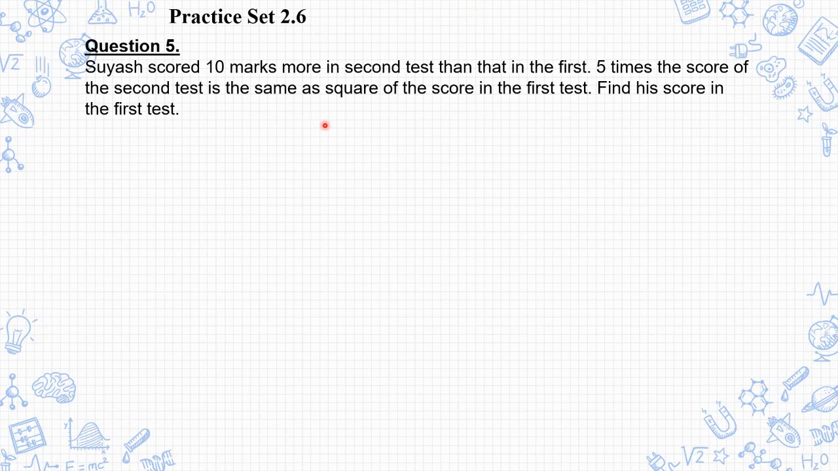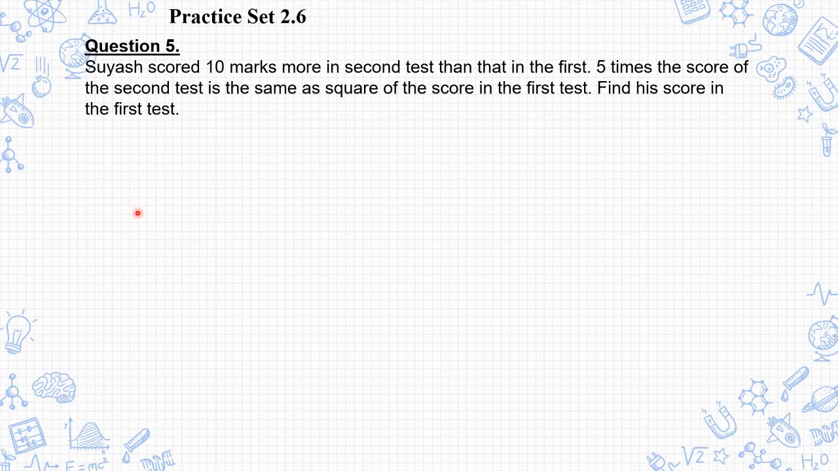Let us understand the question properly. Suyash scored 10 marks more in the second test than in the first test. And also it is said that 5 times the score of the second test is the same as the square of the score in the first test.